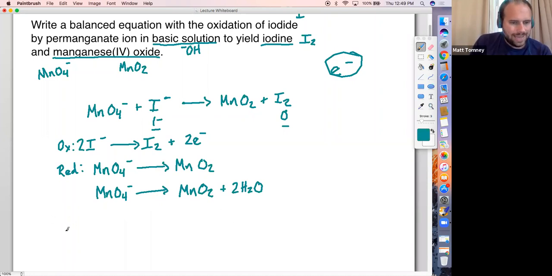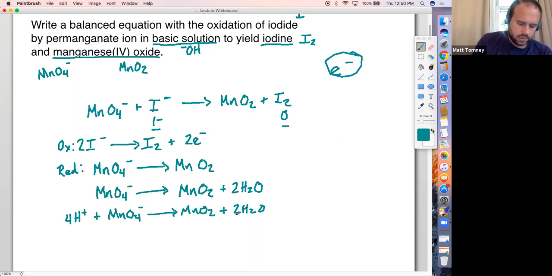So now, continuing as if we were going to balance this in the acidic manner, I would now say how many H pluses do I need? Well, here I would need 4 of them because I put 2 waters, so that's a total of 4 hydrogens. So I would say I'm going to use 4 H plus, plus the MnO4 minus gives me the manganese oxide plus the water.